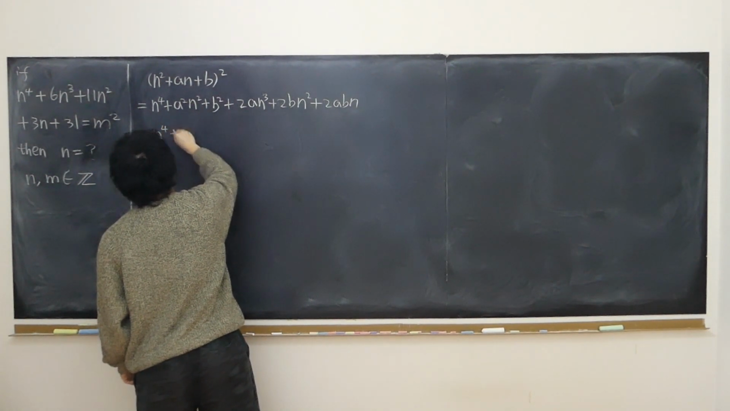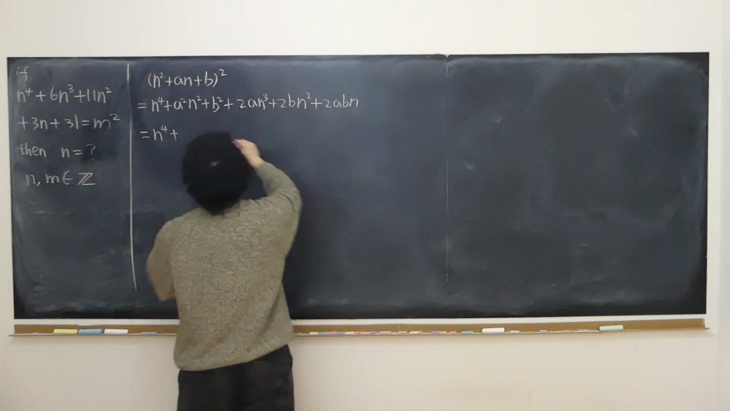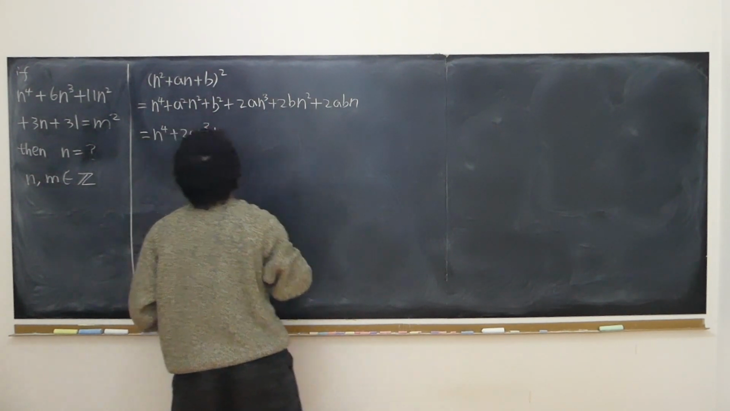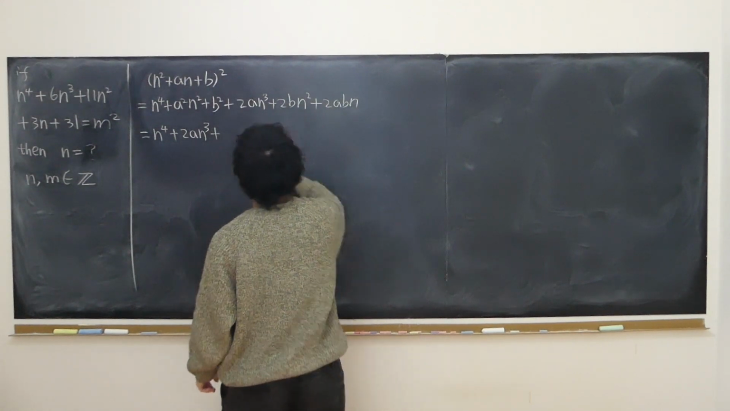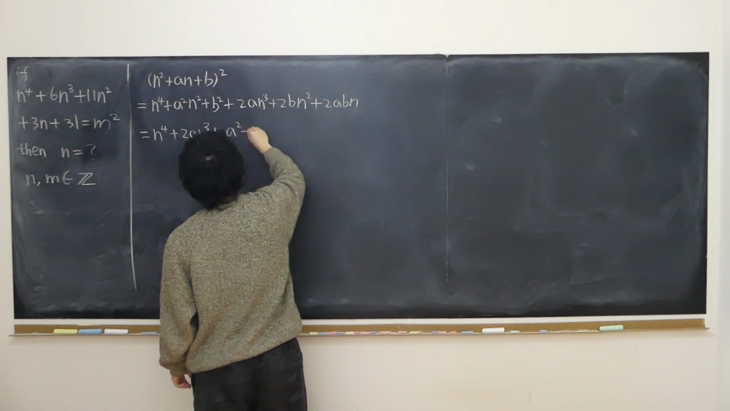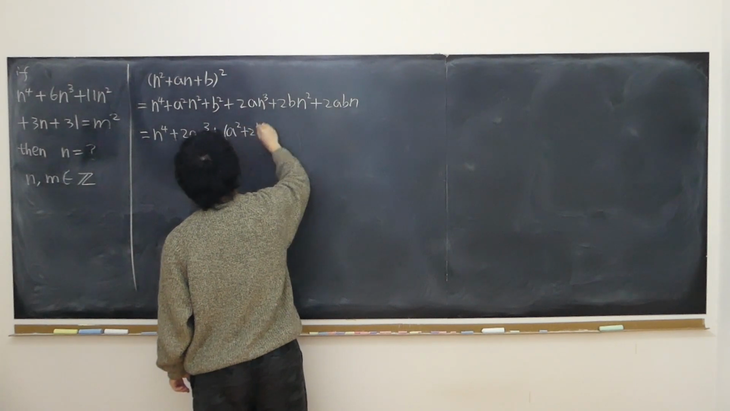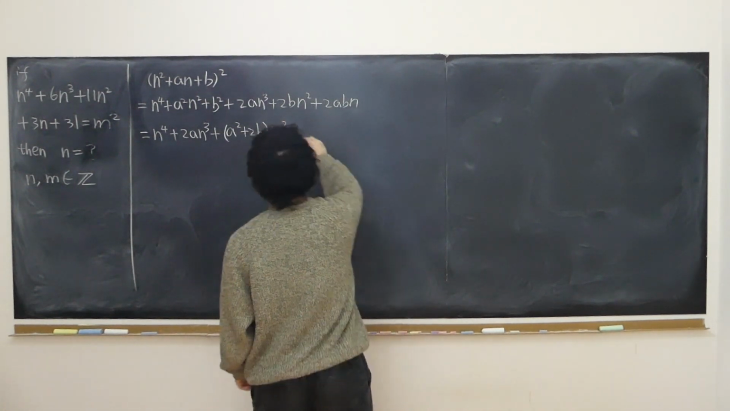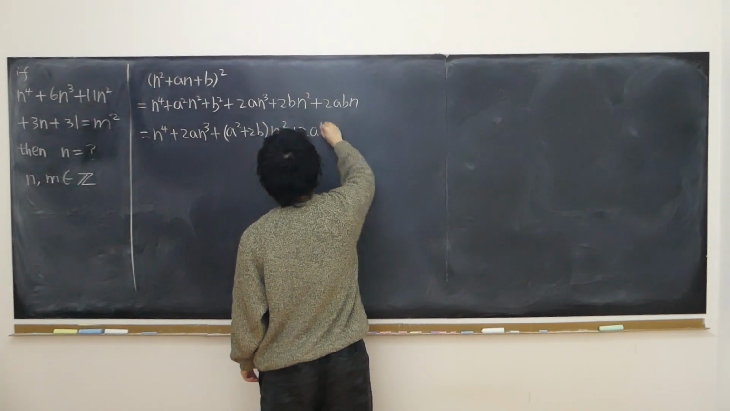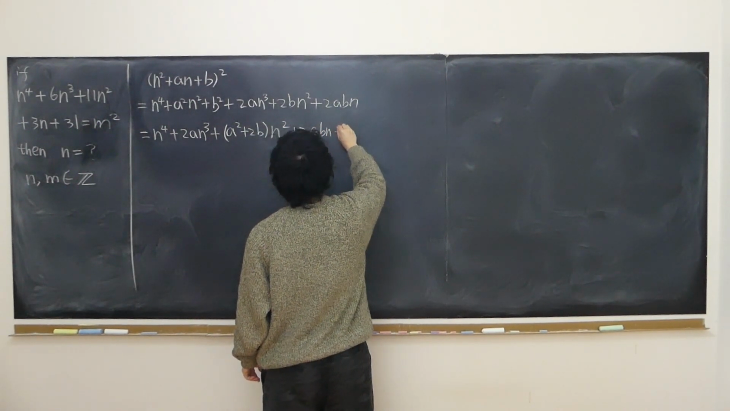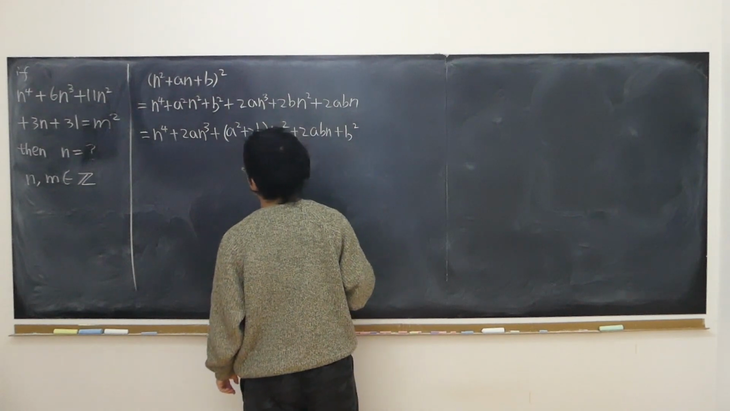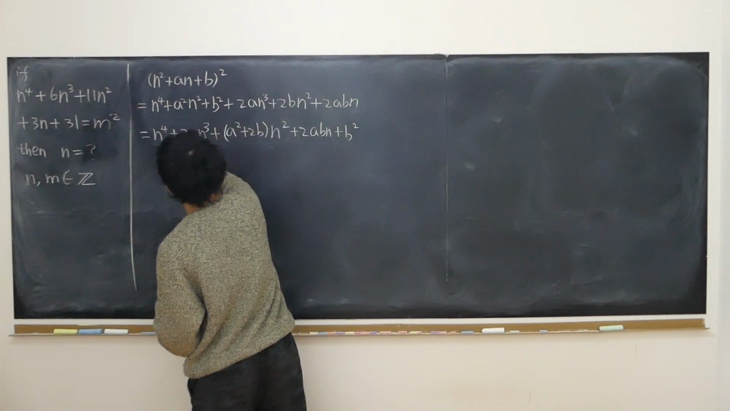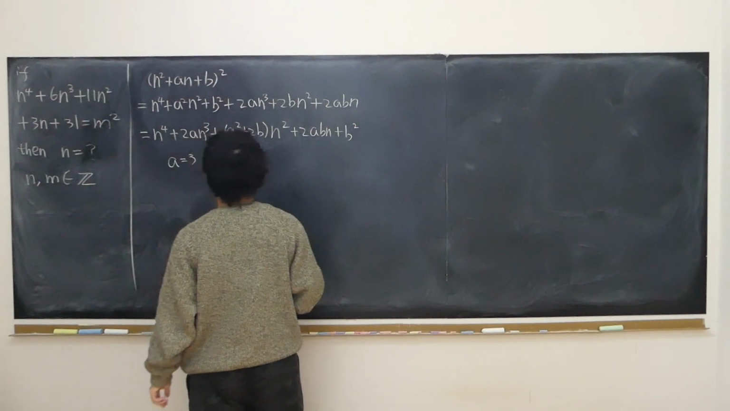n to the power of 4 plus 2a n cubed plus (a squared plus 2b) n squared plus 2ab n plus b squared. Right, then I want to compare, right? 6 equals 2a. So that means a equals 3 should be good.